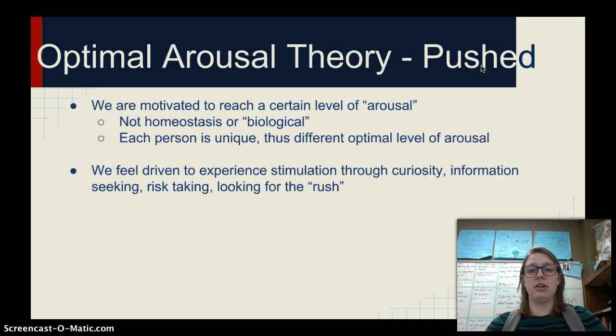Optimal arousal theory. So this is pushed as well. This is also an internal theory. And this argues that we all have certain levels of arousal that need to be met. Each one of us is a unique individual, and we all need to satisfy a certain level that's different than anyone else. And we're motivated to reach that level. We want it to be optimal. We want the optimum level.